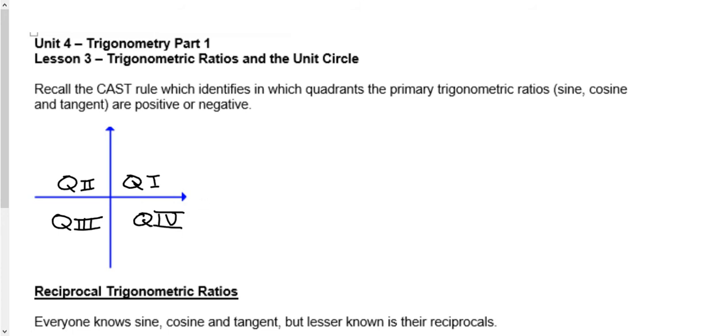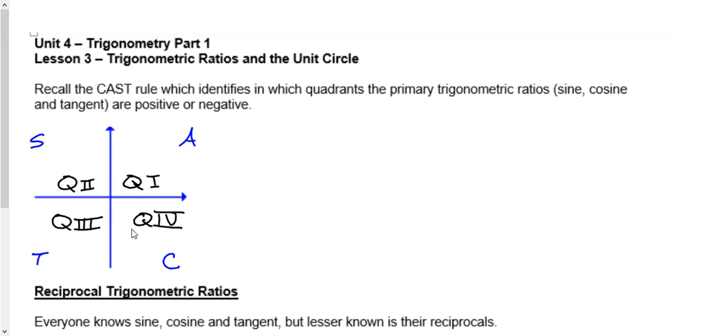So now that you've labeled your quadrants, now we can superimpose onto the cast rule. So we have C, A, S, T. And this cast rule basically is only for your primary trig ratios. It's going to tell you where these certain trig ratios are going to be positive. In quadrant 1, A stands for all, so that means all trig ratios are going to be positive here. Sine is positive only in quadrant 2, tangent in quadrant 3, and cosine in quadrant 4.